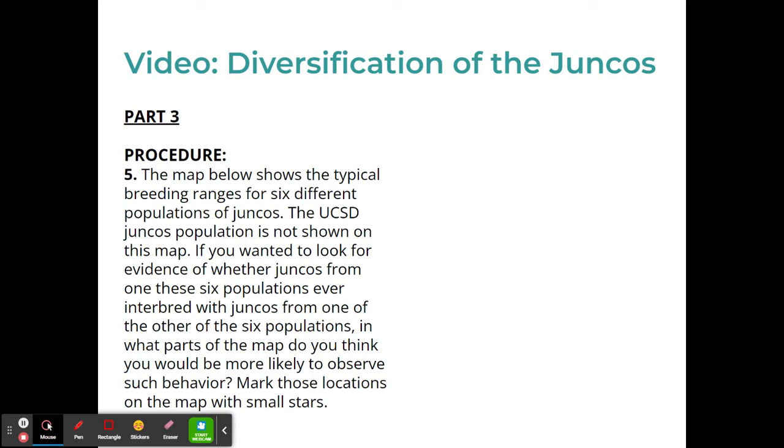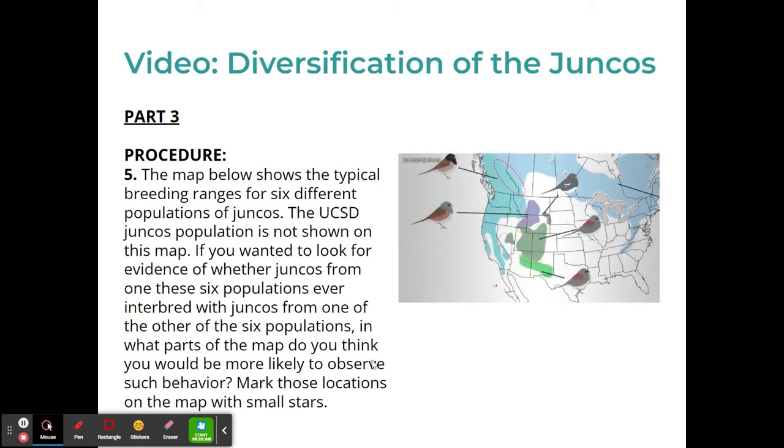So we had some questions to ask about this. The map shows some breeding ranges of just 6 populations. Of course, there's a lot more. And our juncos are not on this map. We wanted to know that if you wanted to look for evidence of whether the juncos from these different populations ever interbred with one another, what parts of the map would you look for to observe such behavior? And then we marked the location on the map with small stars. Well, in order to have different types of juncos breeding with each other, that has to happen where the juncos are existing in the same place at the same time. And so we're going to look at the boundaries of their territories.